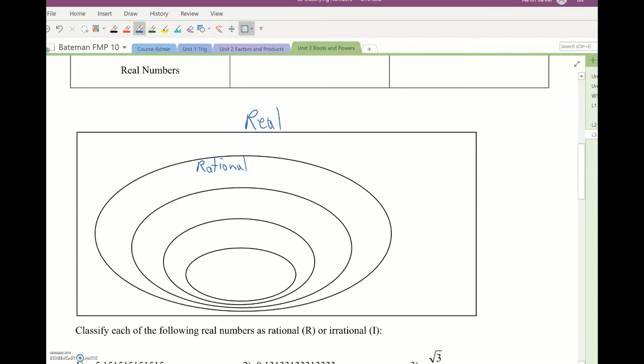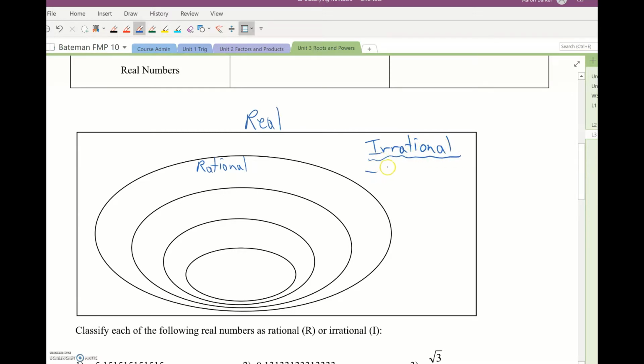For the real number system, we have what we call rational numbers, and I'm going to explain what those are up above. Our rational numbers are different than irrational numbers. This year we're going to learn about irrational numbers. You've seen them, but you haven't known that they're not rational.